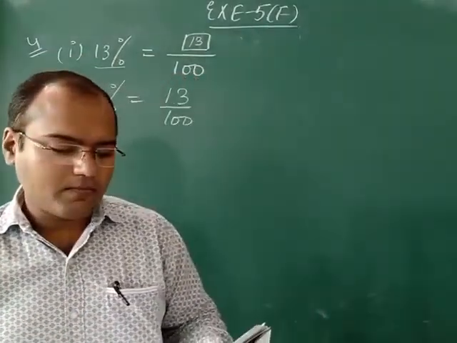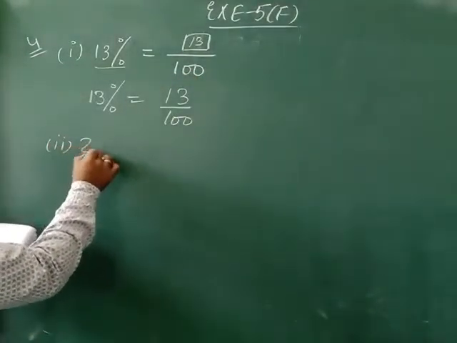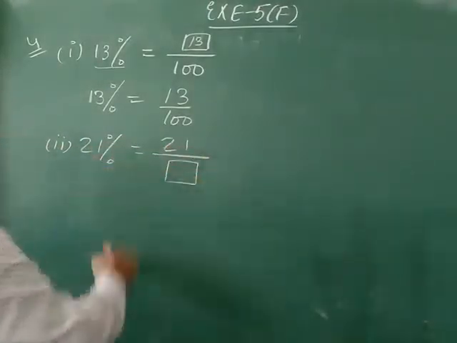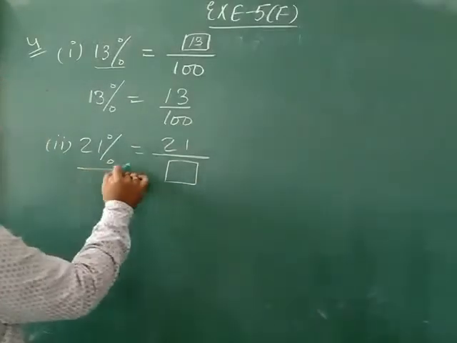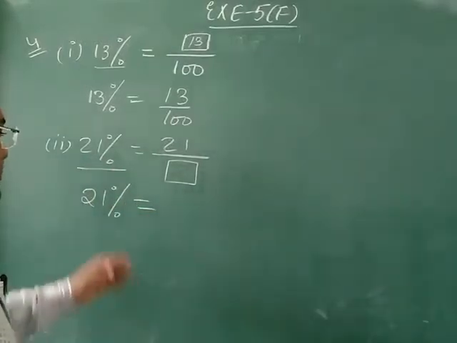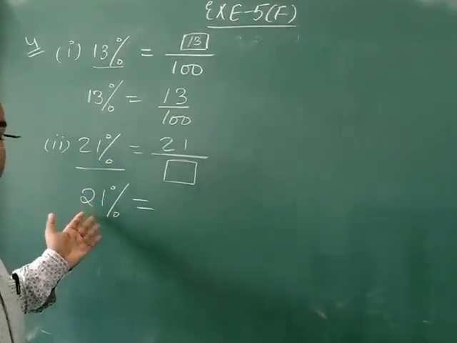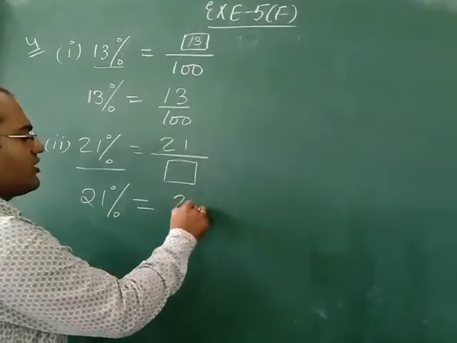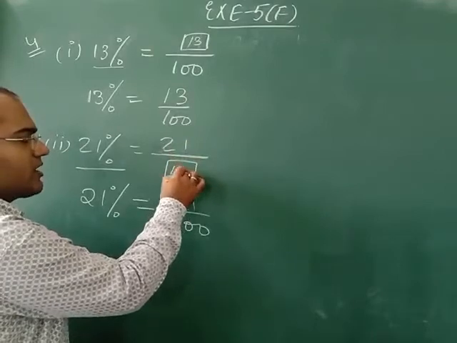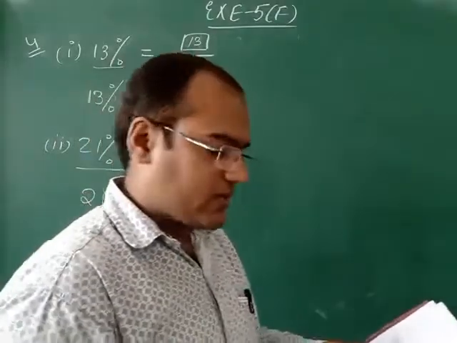Now see part number 2. Second part, 21% is equal to 21 upon dash. So we will take the left hand side. What is the left hand side? Left hand side is 21%. And if we remove this percent sign, then what do we have to do? We have to divide this 21 by 100. We remove the percent and divide 21 by 100. So that means here under the 21, you have to fill in 100. So this is the answer of the second part.